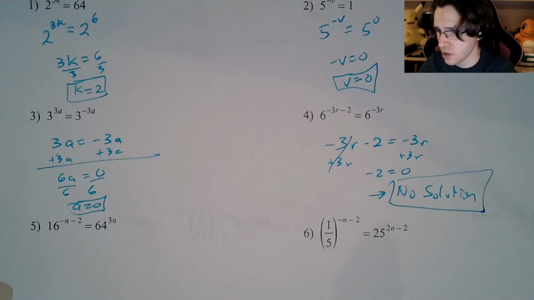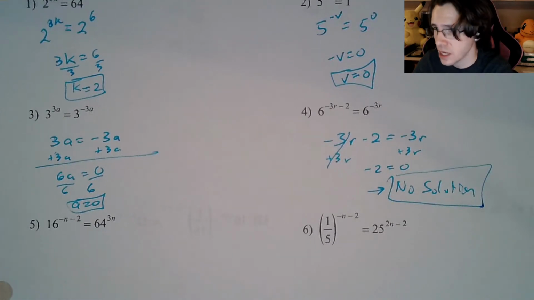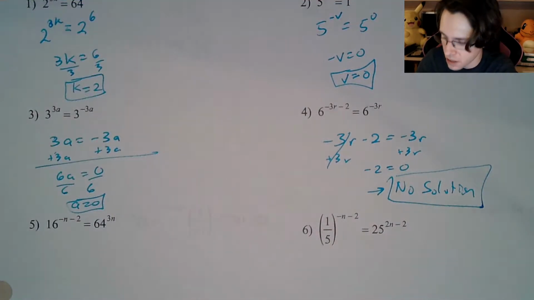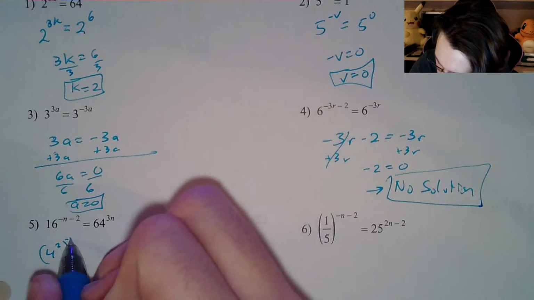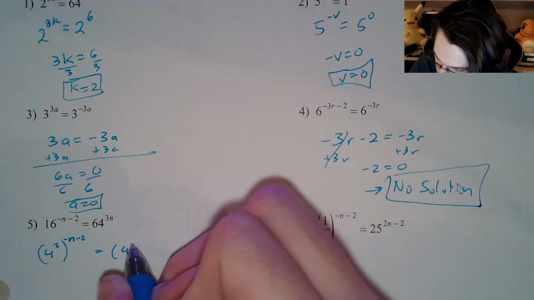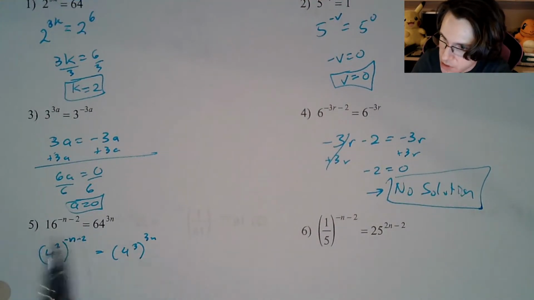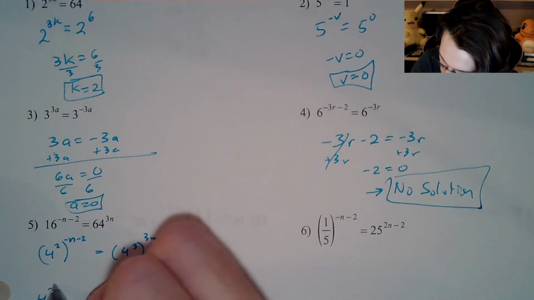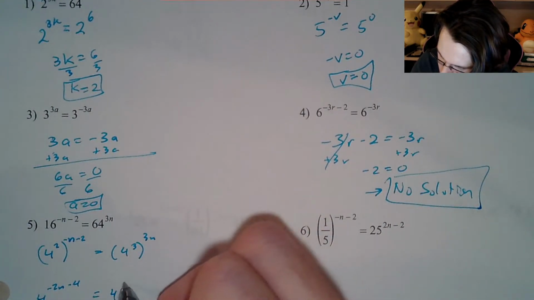Now we're getting into the point where things are slightly more difficult. We have to deal with the 16 and the 64. There are actually 2 ways to solve this problem, using 2 as the base or 4 as the base. I'm going to pick 4 only because I already did 2 up there. So 16 is the same thing as 4 squared, to the negative n minus 2. And this is going to be the same as 4 cubed to the 3n. So you got to pick those like bases, distribute the 2 to both. 4 to the negative 2n minus 4. And then 3 times 3 is 9n.